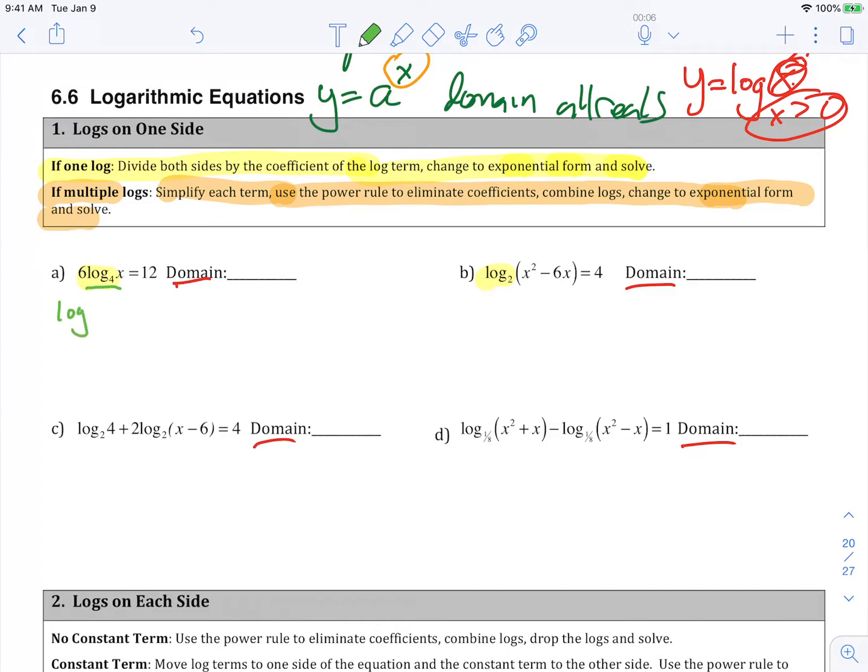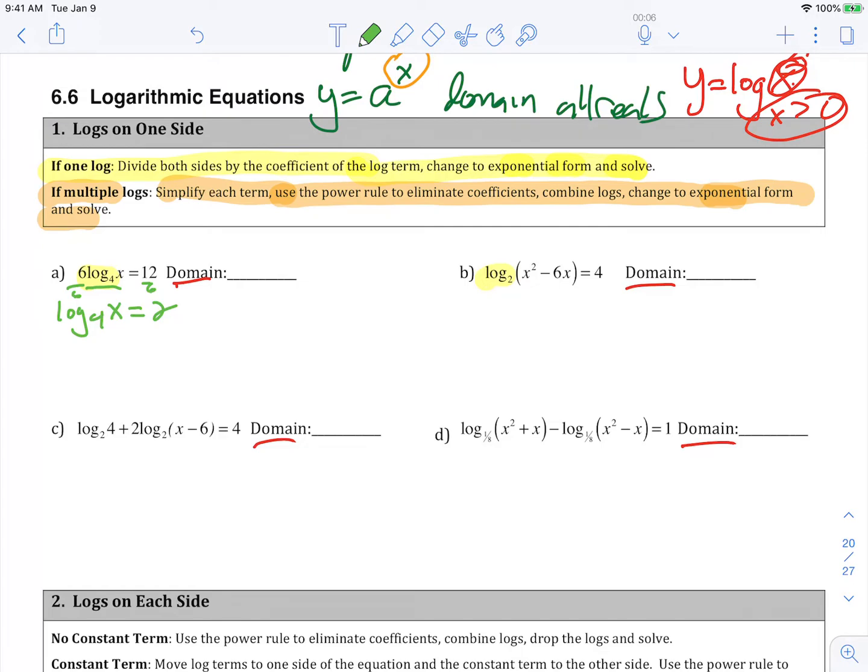So we have log base 4 of x is equal to 2. So I'm going to divide both sides by 6. And now, some of you guys, again, that speak the language of log can look at this and say, oh, well, what number do I raise? 4 raised to what power is x? That's what the question is saying. So you guys could figure that out pretty easily.